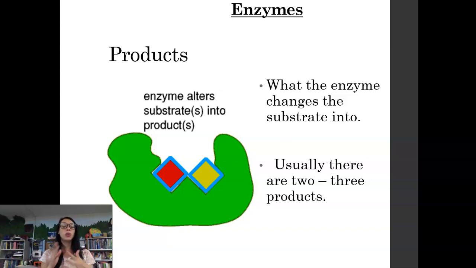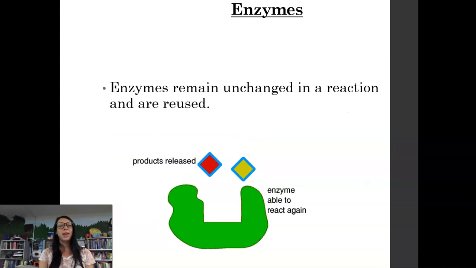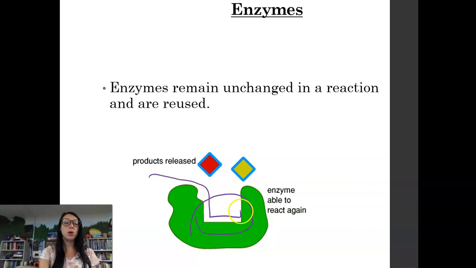Usually there are 2 or 3 products that come out of these enzyme-catalyzed reactions. Enzymes alter the substrates into the products. The enzymes remain unchanged in a reaction and get to be reused. So just because your enzyme got used once doesn't mean it can't be used again. Now that we've freed up this active site right here, there's room for new substrates to come and bond and be a part of this enzyme substrate complex again.